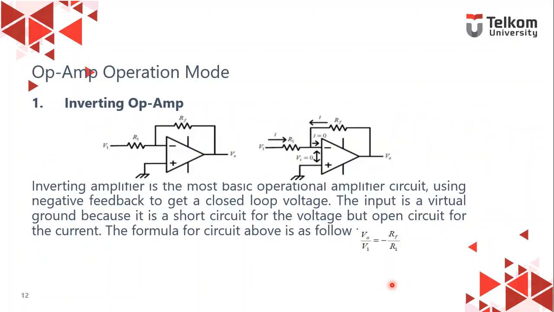The next one is operational amplifier operation mode. The first one is inverting op-amp. Inverting amplifier is the most basic operational amplifier circuit, using negative feedback to get a closed loop voltage. The input is a virtual ground because it is a short circuit for the voltage but open circuit for the current. This is the formula for the circuit above.